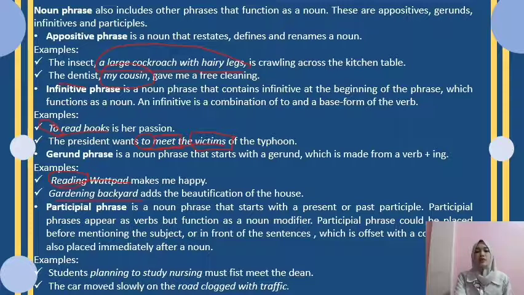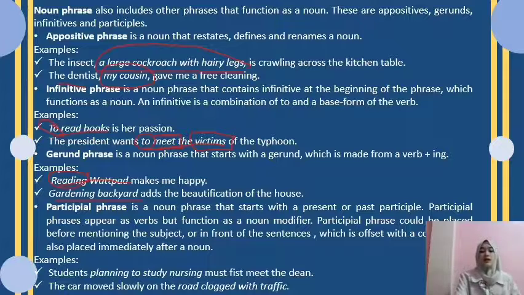Another is the participial phrase. It is a noun phrase that starts with the present or past participle, and participial phrases appear as verbs but function as noun modifiers. A participial phrase could be placed before mentioning the subject or in front of the sentence, which is offset with a comma, and it can also be placed immediately after the noun.